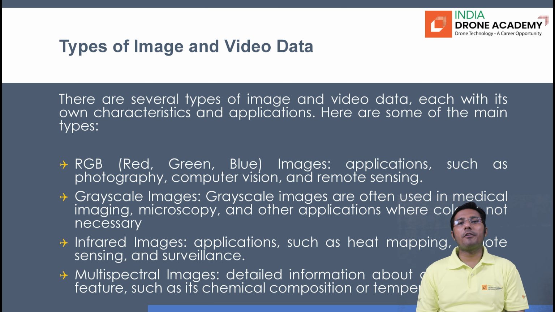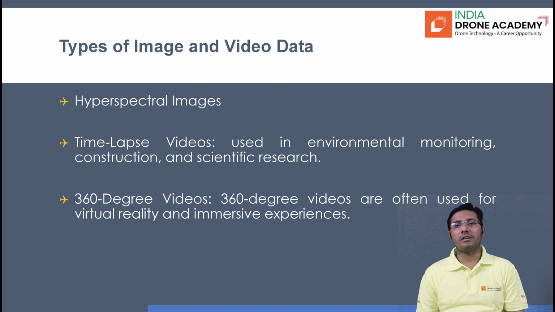Types of image and video data. There are several types of image and video data, each with its own characteristics and applications. The RGB image has various applications for photography, computer vision, and remote sensing. Another type is the grayscale image, used for applications where color is not necessary and will not affect the ultimate observation and interpretation of the image.